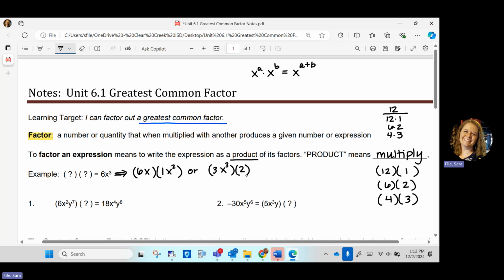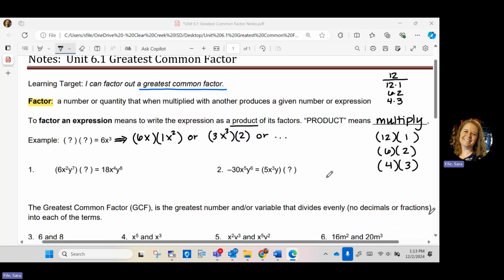Those are not the only possibilities. There are lots of different ones, so I'm just going to put dots, because there's lots of possible variations of how you could break this down into two terms being multiplied that would give you this 6x cubed. So you just want to make sure you understand that any two terms that multiply to give us our goal value, whatever it is, those are factors.